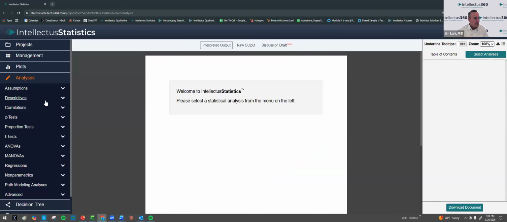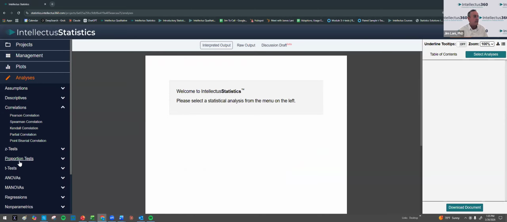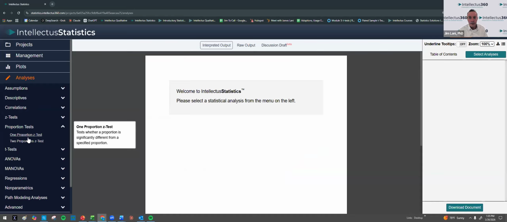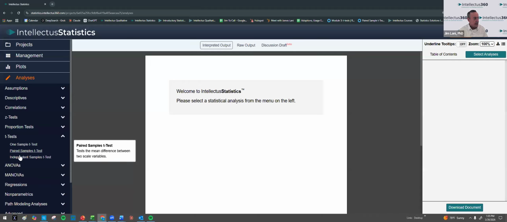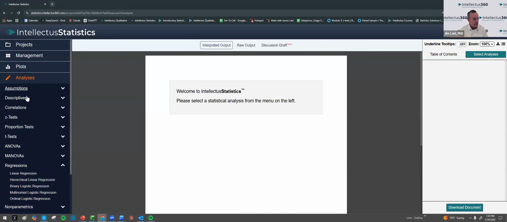Here's our analysis palette. It really ranges. Most of you will be using descriptives in nature. Okay. Correlations, proportions tests. We'll get to that one that we just had there. Paired t-test or independent sample t-test. There's ANOVAs and regressions and other things, but okay.